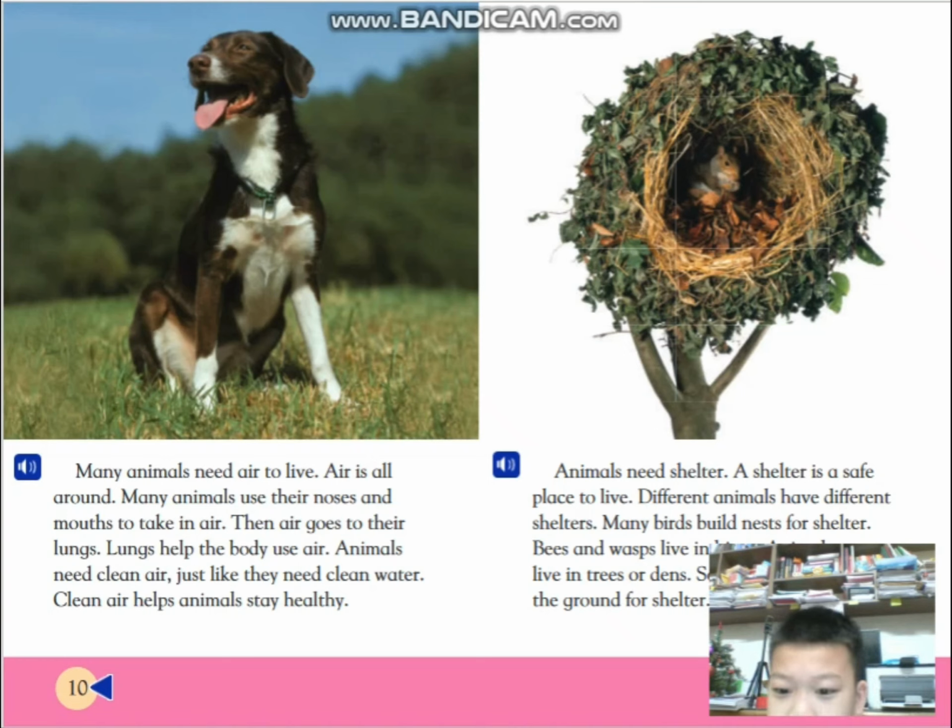The animals need shelter, like a squirrel inside of the shelter. And this is a dog. And this dog has a mouth, and he has a nose, and the nose helps him to breathe.